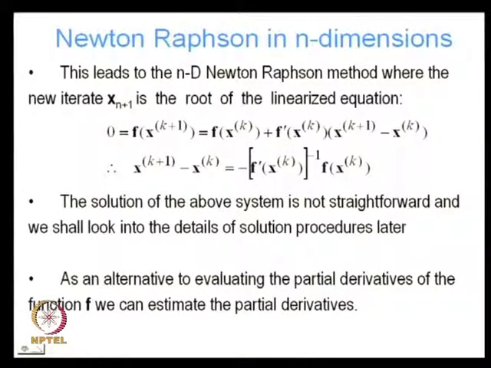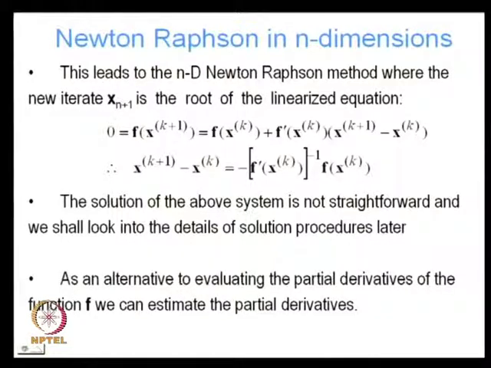So, my new iterate, I find it like this. So, f of x k plus 1, at x k plus 1, is the new value of my iterate. Remember, in 1D it was where the function intersected the x axis. When would a function intersect the x axis? When the function value is 0. So, similarly here, I am assuming that the function value is 0.